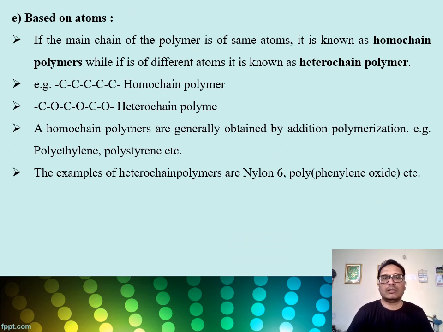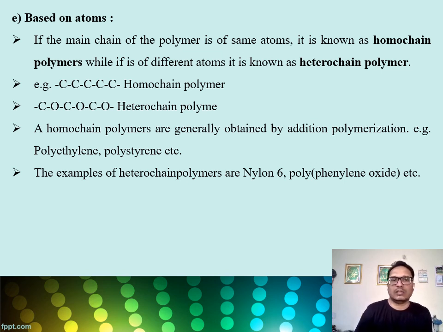The polymers can also be classified based on the atoms. If the main chain of the polymer is of the same atoms, it is known as homochain polymer, while if it is of different atoms, it is known as heterochain polymer. For example, if a polymer contains all carbons in its backbone, it is called the homochain polymer. Whereas if there are different atoms like carbon and oxygen in this example, they will be called heterochain polymers.